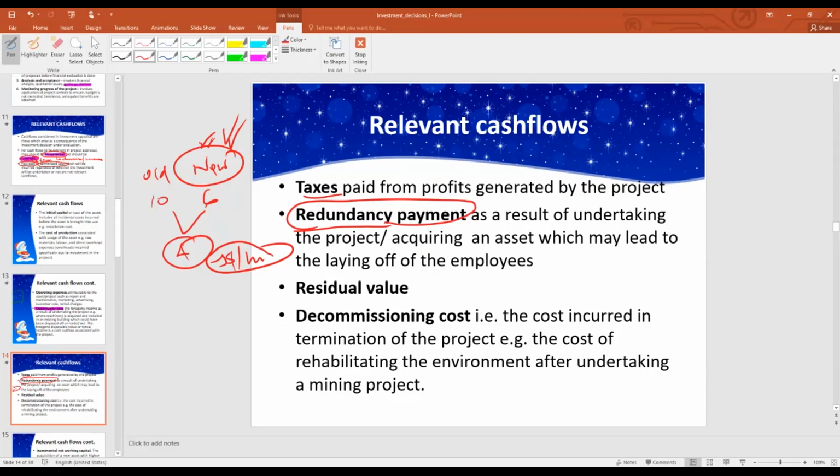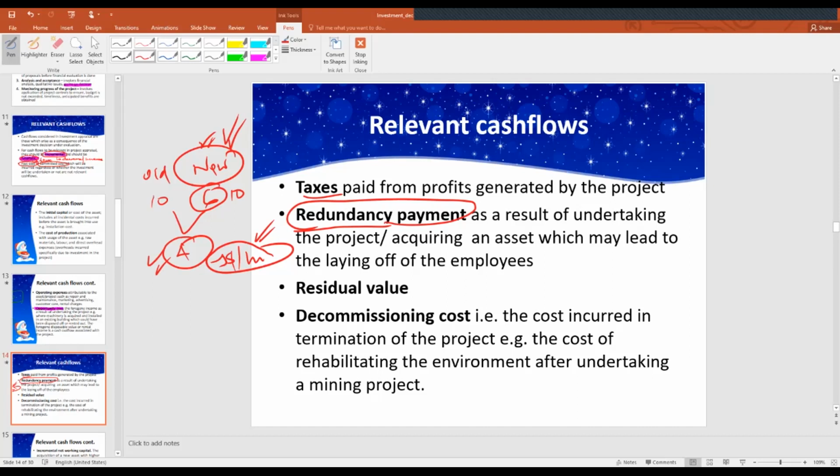That's why this redundancy payment is part of relevant cash flow, because if the employees were 10, there would be no employee declared redundant. But now since you only need 6, you have to let go 4 employees, and you have to pay them to let them go.